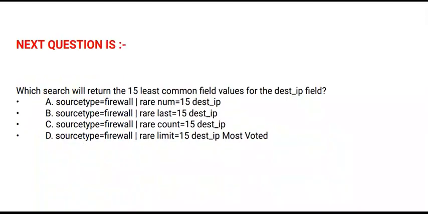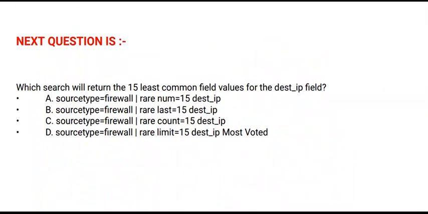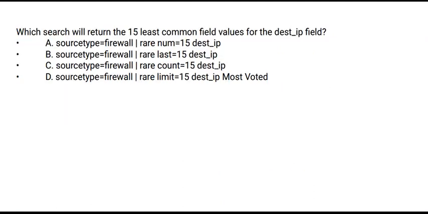Next question is, which search will return the 15 least common field values for the best IP field? These are the options. Please go through. The correct option is option D.